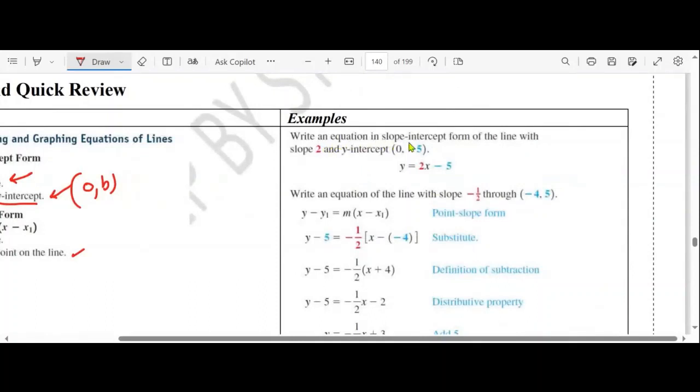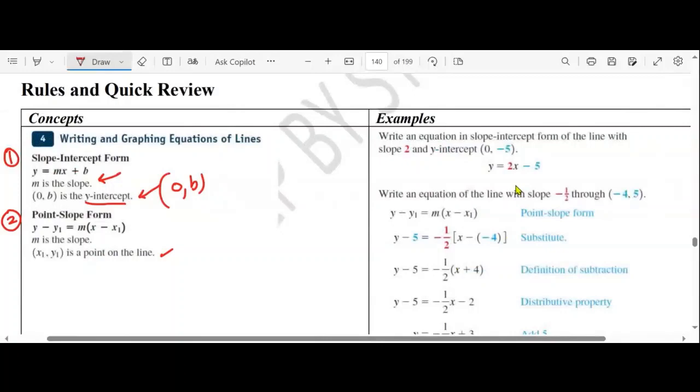Now let's take an example from here. Write an equation in slope-intercept form of the line with the slope 2 and y-intercept (0, -5). So which formula should I use? The first one or the second one? The first one. Why? Because I have the slope and b, which is -5. So I use the first one: y equals mx plus b, and you just substitute the values.